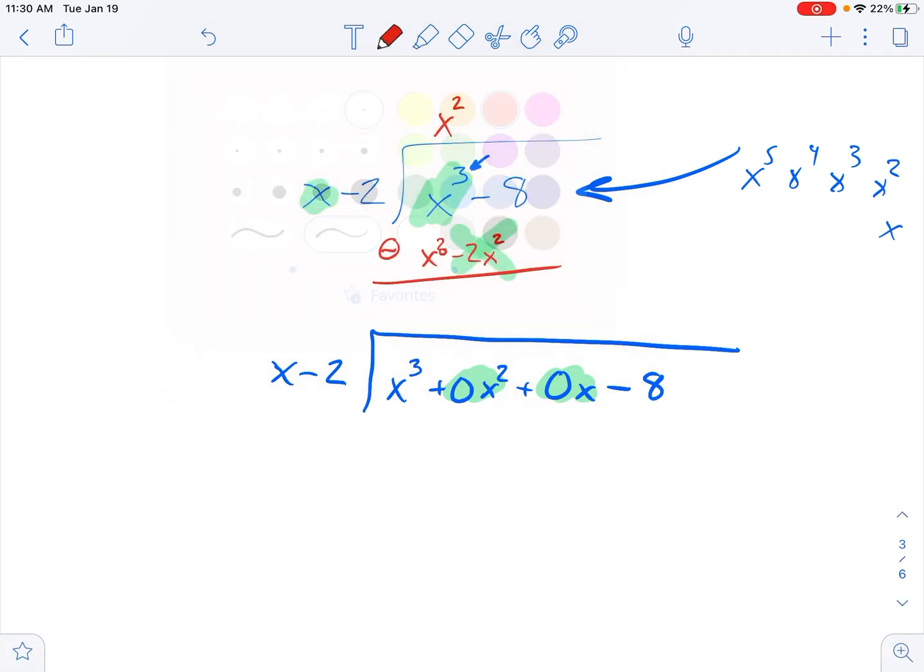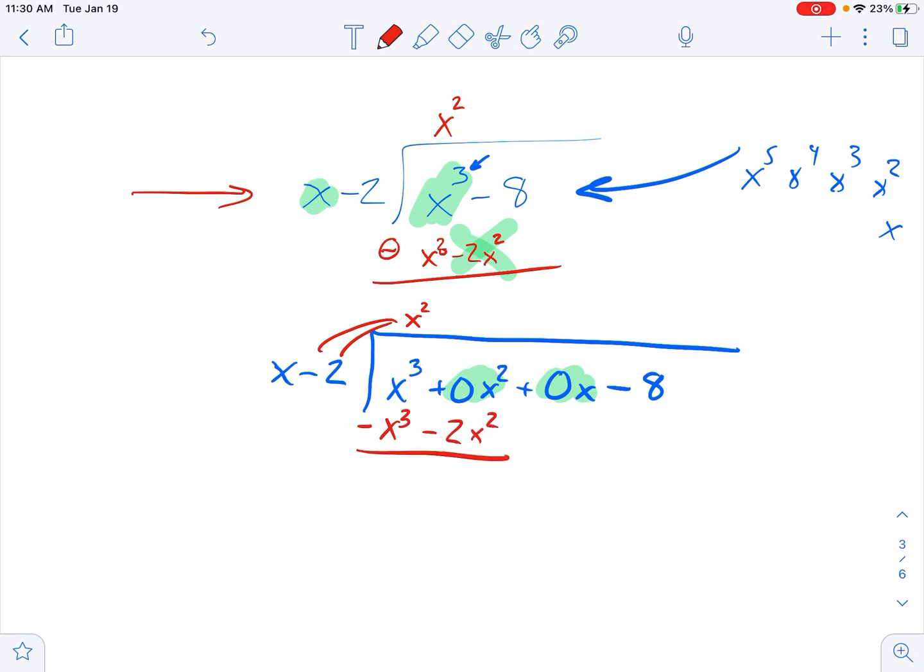So we're going to start over now that we've rewritten this. I still have the exact same problem as up here. I've just expanded this into a fake 4-term polynomial because it will make my division easier. So x squared, I'm going to multiply it by both. I'll get x cubed minus 2x squared. I'm going to subtract.